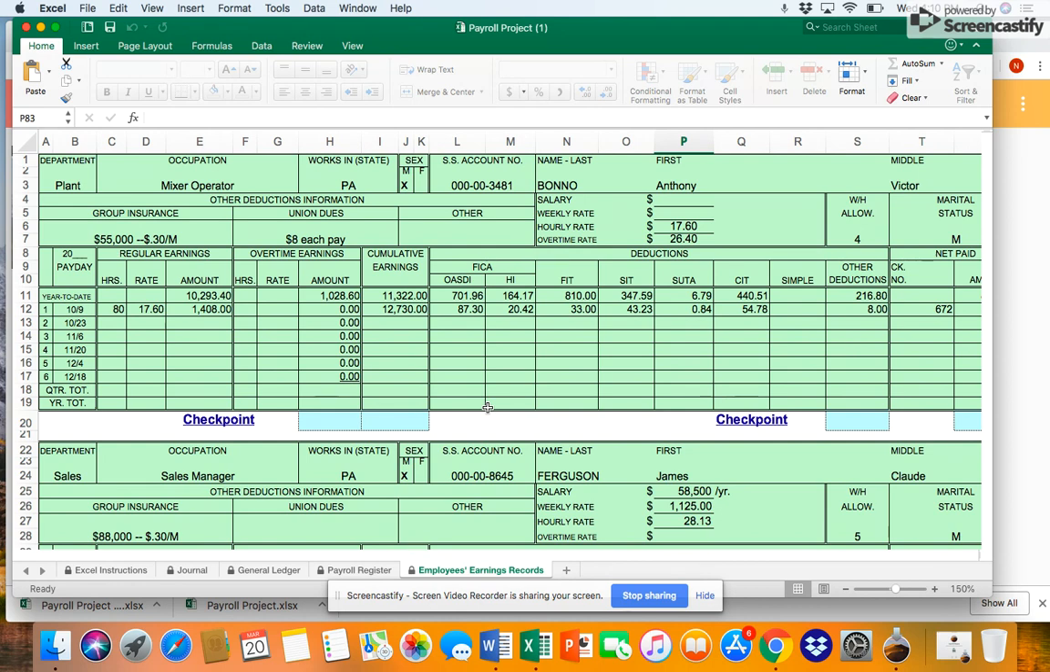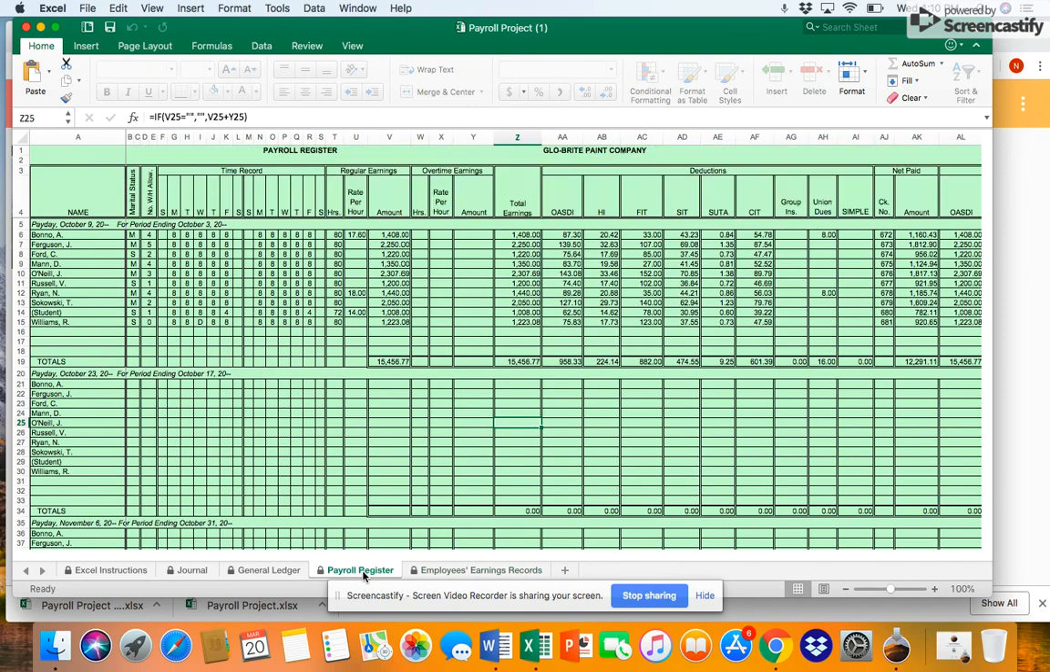The cumulative earnings before this pay period plus the earnings from the pay period is below the threshold of $128,400. This means that all of Bono's earnings will be subject to the OASDI tax. In the Payroll Register tab, scroll over to the taxable earnings column for OASDI. Enter the total earnings of $1,408. Multiply the total earnings of $1,408 by the rate of 0.062 to arrive at the OASDI tax of $87.30. Remember to check each employee's cumulative earnings to be sure that no employee has exceeded the threshold.